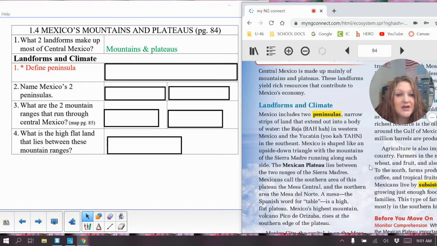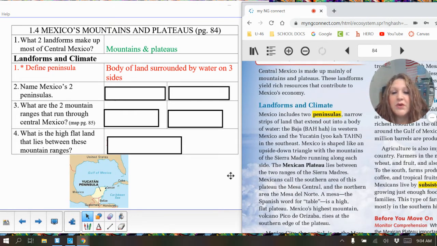Mexico is shaped like an upside-down triangle with the mountains of Sierra Madre running along each side. The Mexican plateau lies between the two ranges of the Sierra Madres. Mexicans call the southern area of the plateau the Mesa Central and the northern area the Mesa del Norte. A mesa, the Spanish word for table, is a high, flat plateau. Mexico's highest mountain, Volcano Pico de Orizaba, rises at the southern edge of the plateau.